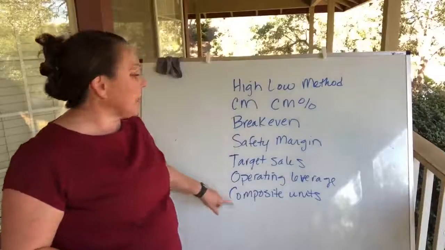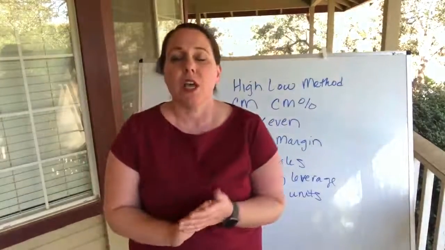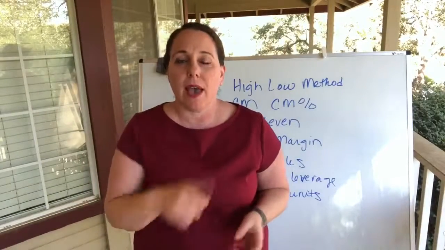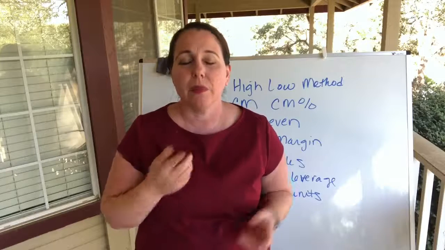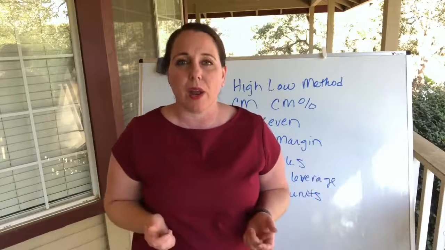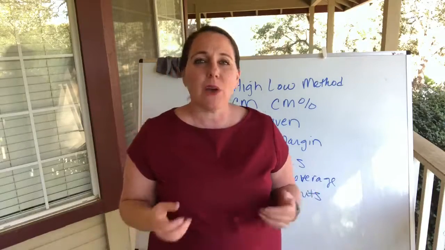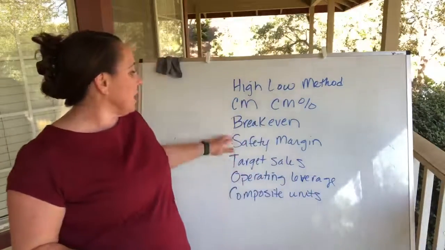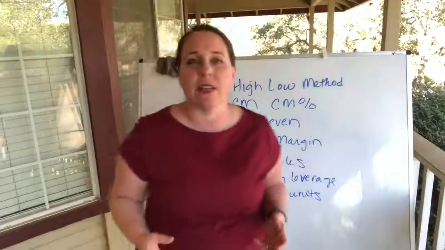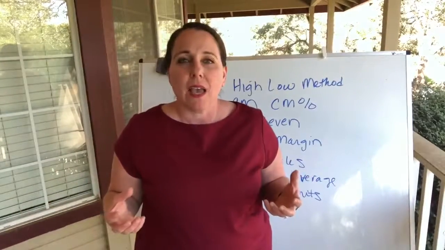Okay, and then the last thing we're going to talk about is composite units. So most of what we're going to do is assuming that we have only one product. But in reality, most businesses have multiple products. And the question is, if I have multiple products, how do I figure out my break even and my safety margin and my target sales and all of these things?